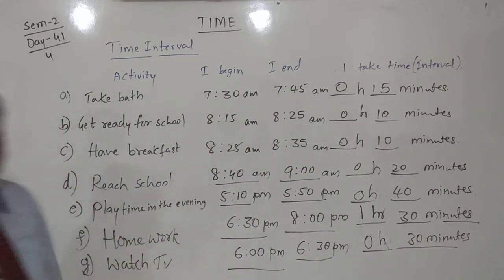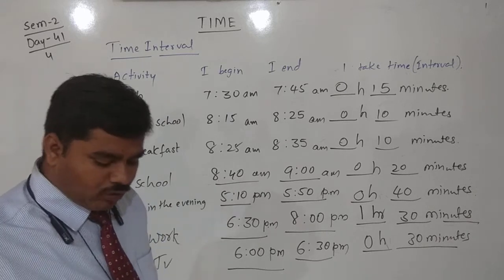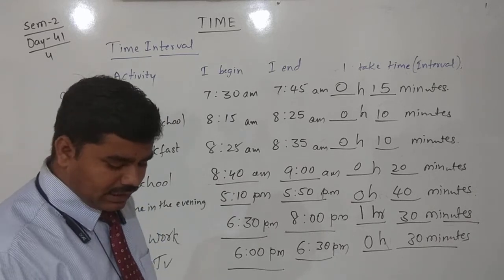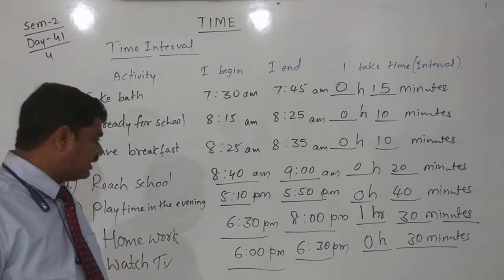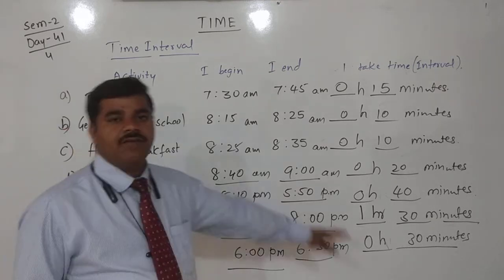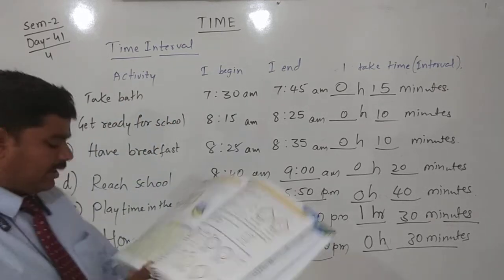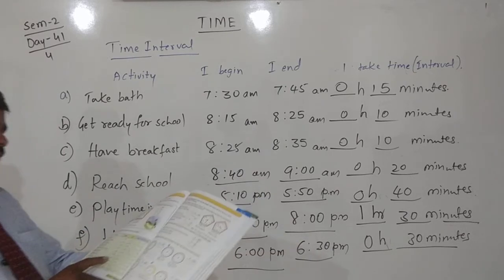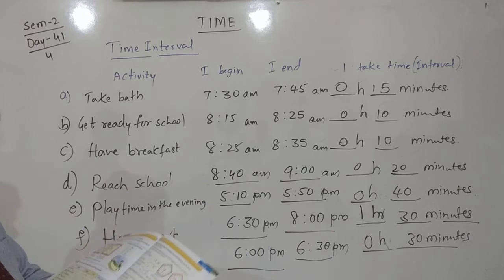Like this activity again, two more. Help my parents. When will you help? How many hours will you spend? And read books. When will you read the books? At night, 9 to 9:30, half an hour you can read the books. That activity you can write in the table, page number 150, to write the time interval. These all you can write.